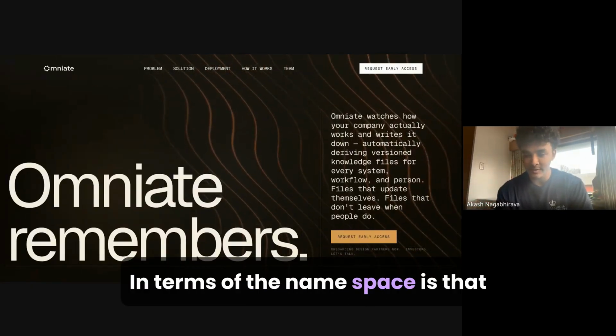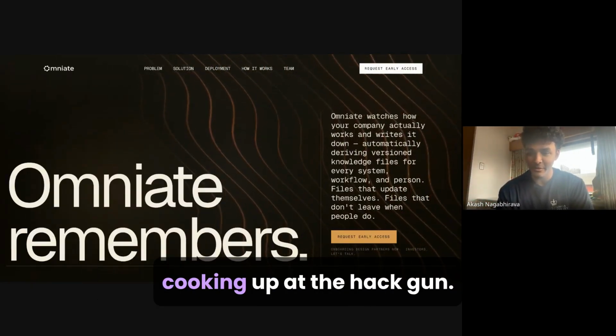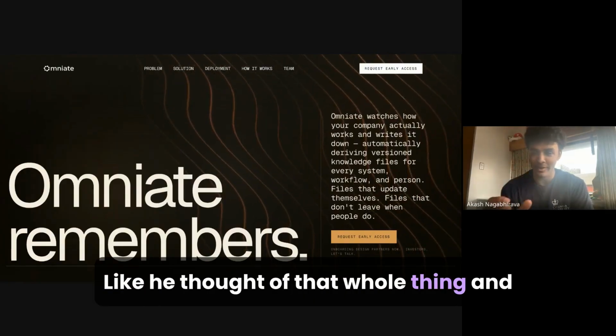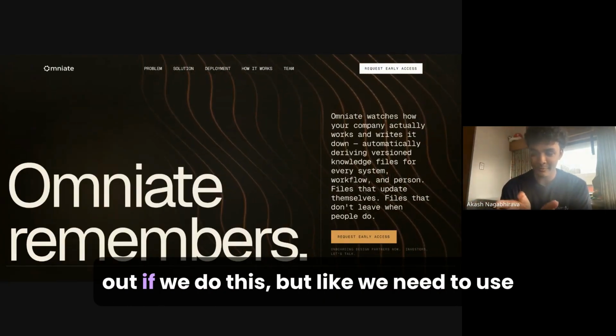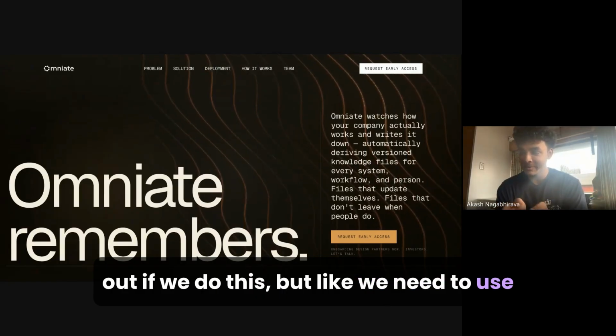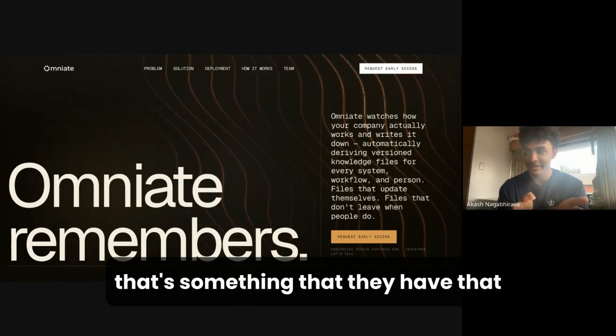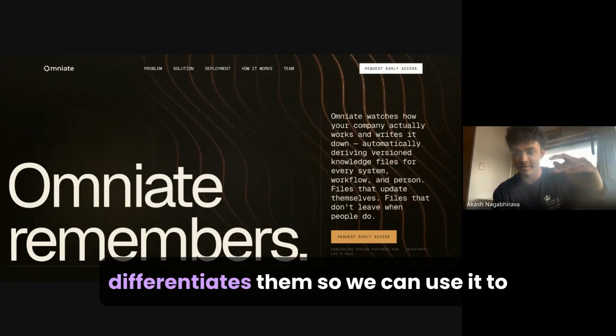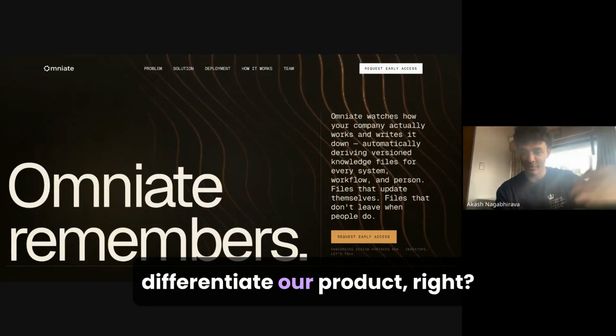In terms of the namespaces, that infrastructure, Vaid was really cooking it up at the hackathon. He thought of that whole thing, and he thought, okay, we could really stand out if we do this, but we need to use this feature of moorcheh because that's something they have that differentiates them, so we can use it to differentiate our product, right?